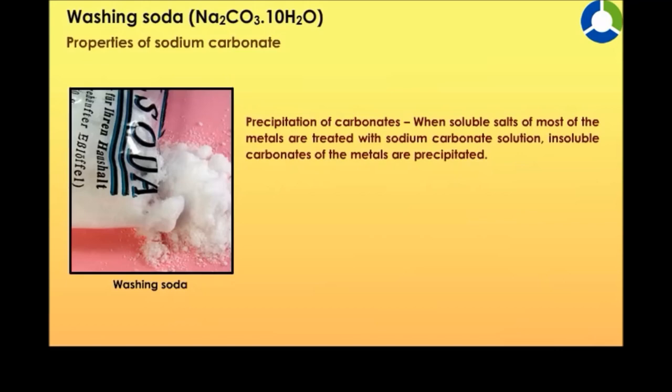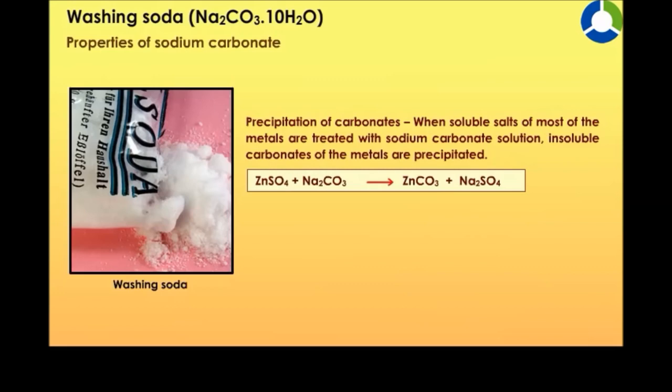Precipitation of carbonates. When soluble salts of most of the metals are treated with sodium carbonate solution, insoluble carbonates of the metals are precipitated. ZnSO4, zinc sulfate, plus Na2CO3, sodium carbonate, gives ZnCO3, zinc carbonate, and Na2SO4, sodium sulfate.